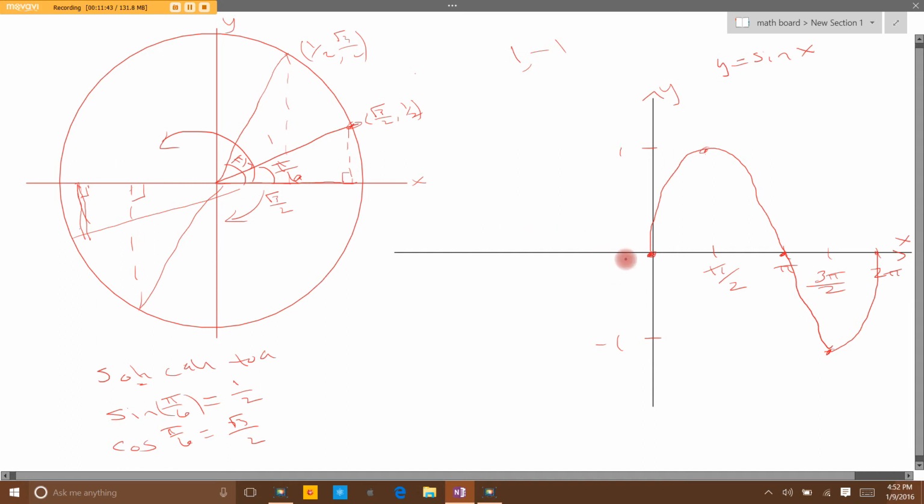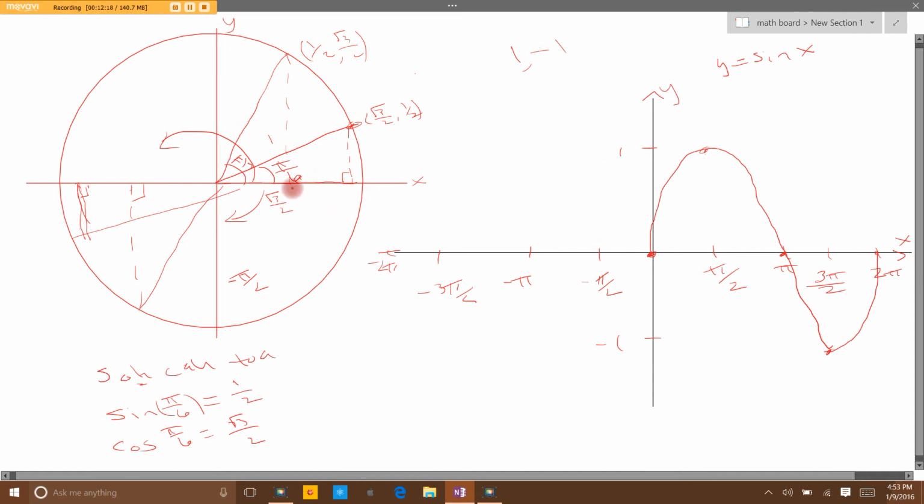So you know that negative pi over 2, which is this guy right here, if we're going in the clockwise direction, is no longer 3 pi over 2, but negative pi over 2, right? And then this is what? It's pi, or negative pi, right? And then you have negative 3 pi over 2, and then negative 2 pi. This goes on forever. Okay, so it's the same thing.